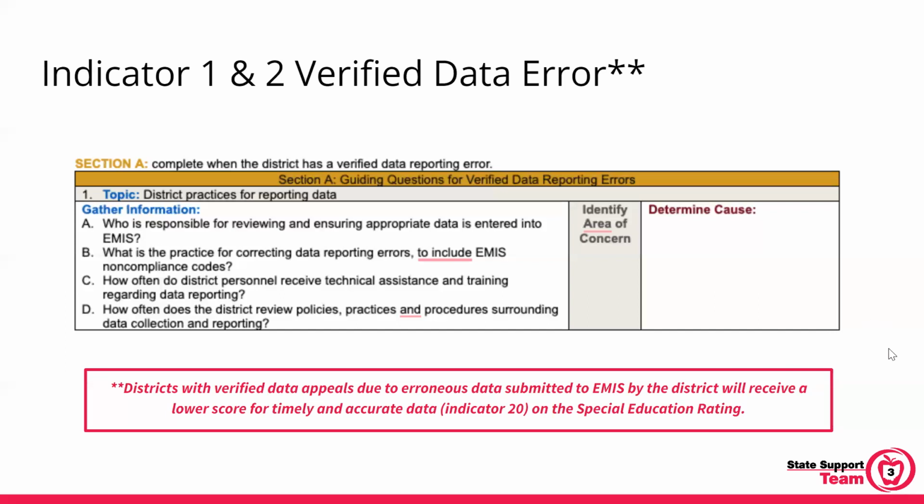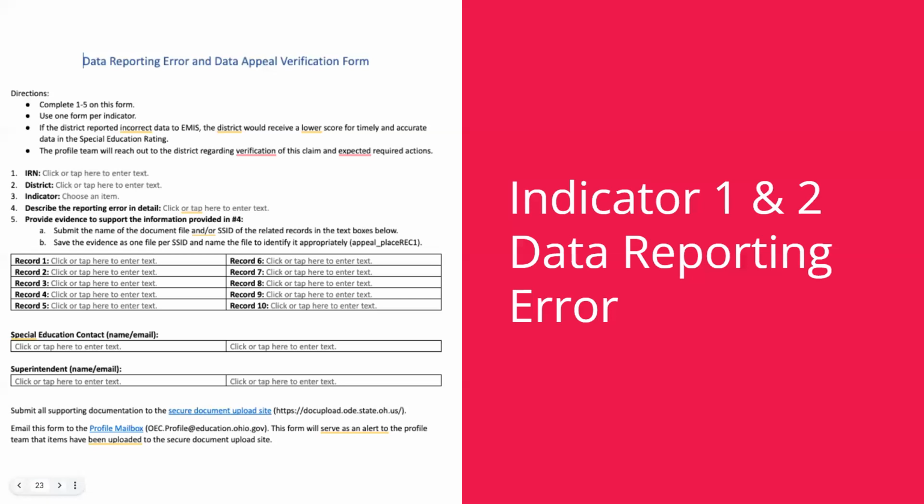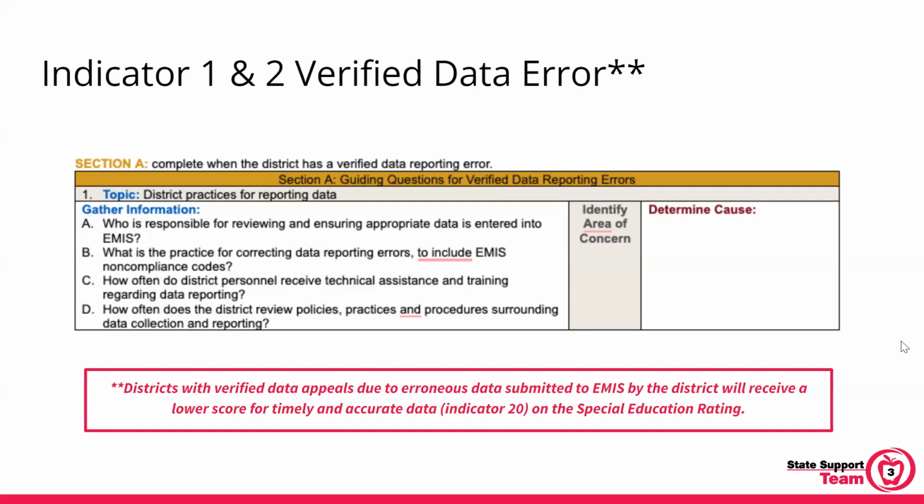Okay, so if for indicators 1 and 2 you believe that you have a verified data error, and you submitted by the 9th of February the form that we saw in the previous slide, and the Department of Education and Workforce does verify that you do have a data error, you will complete Section A of the SRSR.